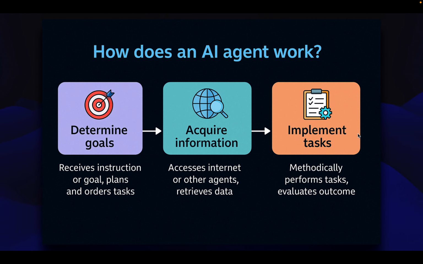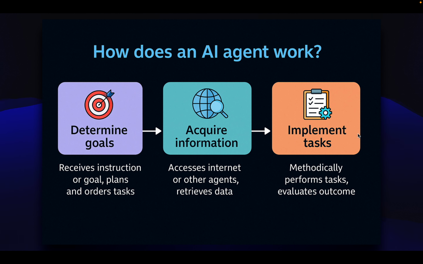Now we move to step 3, which is implementing the task. With the plan in hand and the data, the AI agent begins to act. It methodically performs each task one at a time and constantly checks whether the final goal is going to be reached. If needed, it loops back, re-evaluates, and even adjusts its behavior based on the feedback or the outcome. This is how an AI agent learns, adapts, and delivers results over time.